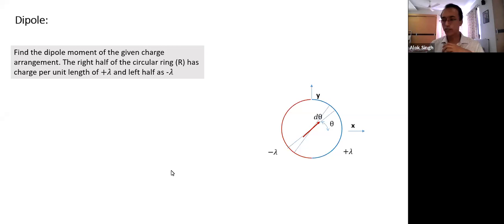So it doesn't appear right. We missed some point. See, it's a vector sum. Don't simply add the total charge.